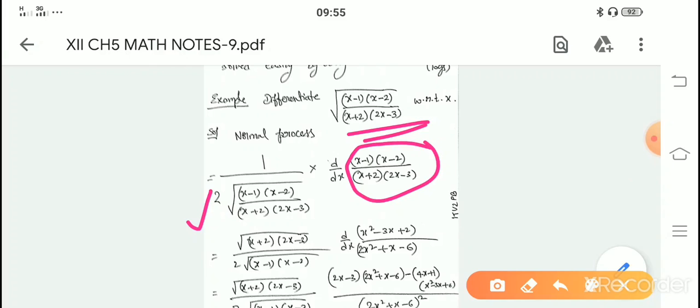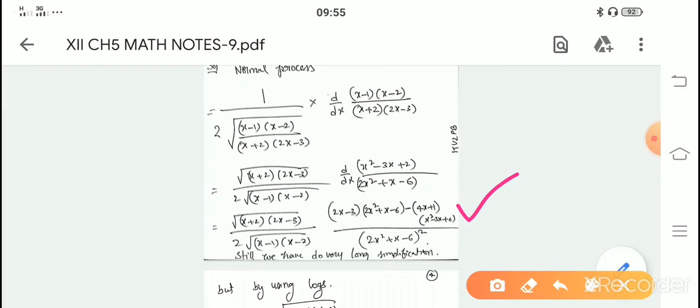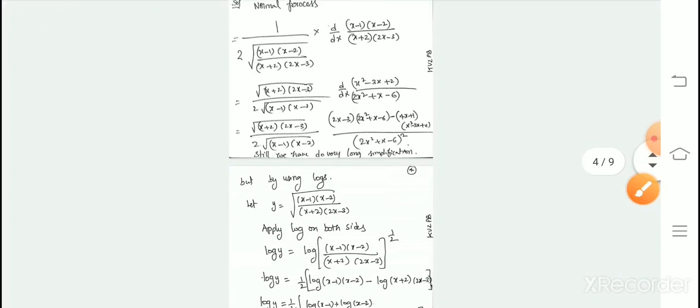But when I apply the u by v rule here, first I multiply: x minus 1 into x minus 2 is this, x plus 2 into 2x minus 3 is this, multiply and write. Then I have to apply the u by v rule directly, and then so much long process and long simplification will come. It looks very complex, but by using logs, it becomes very easy. See the question first. Using logs, always take y is equal to something. This one we take as y. Then apply log on both sides. See, what is the given question?